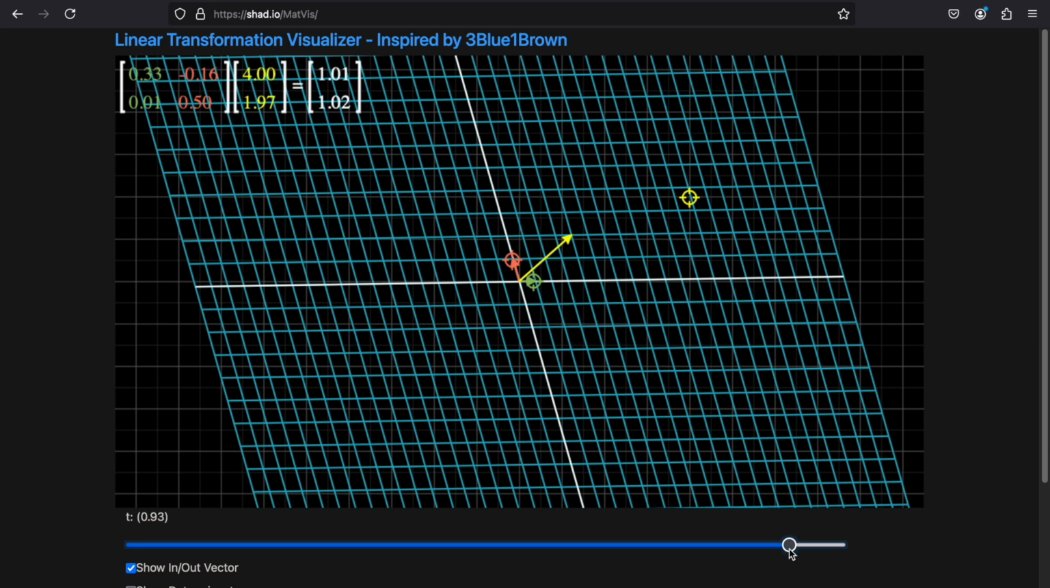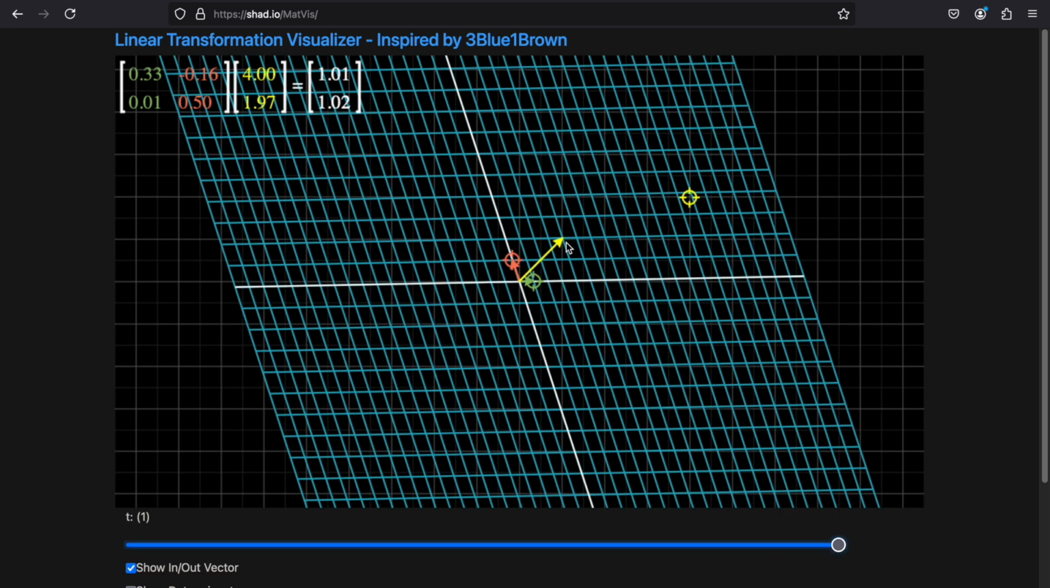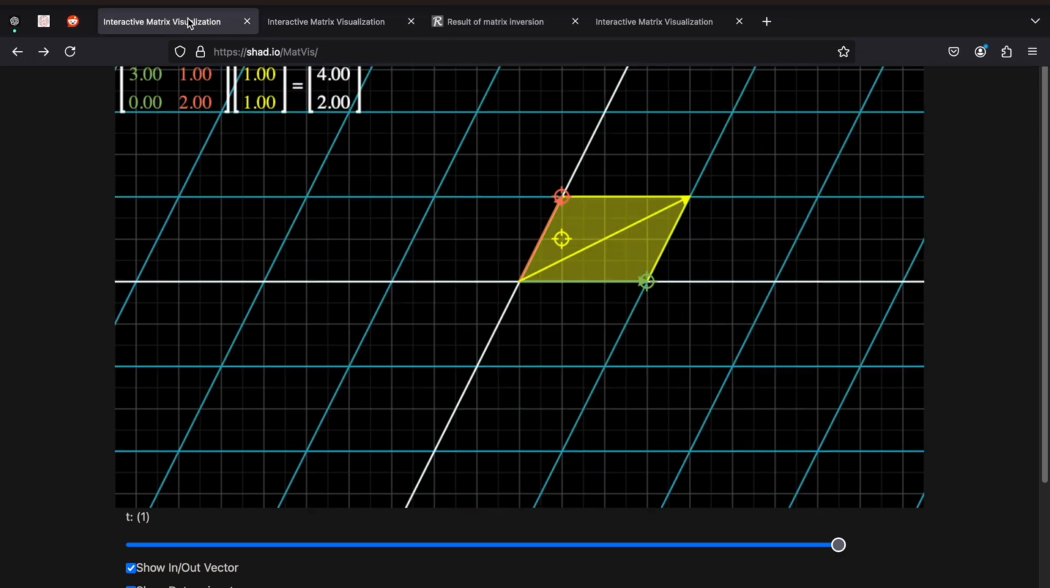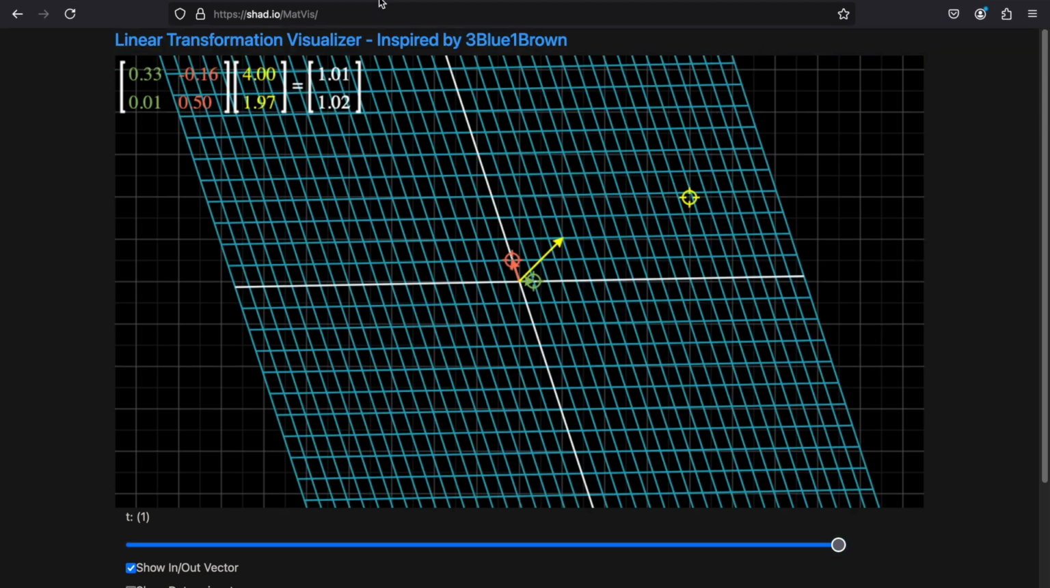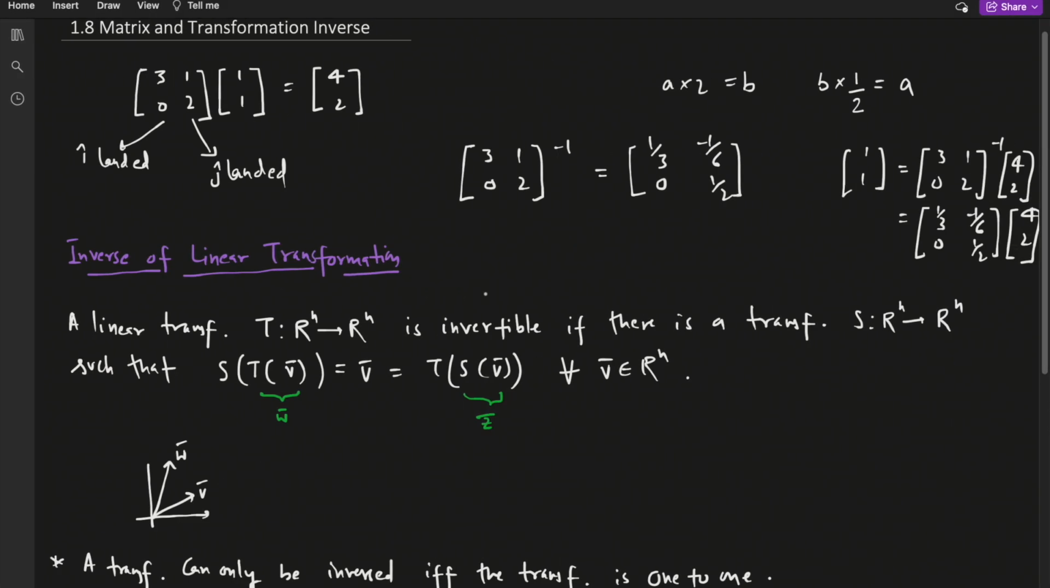If you see the grid lines, they are moving towards the left, and the i hat and j hat vectors as well. So now the area has decreased as compared to the original spacing, and in this scenario it has increased. So this is what a matrix inverse is doing. It simply does the undoing effect. And we know that linear transformations and matrices are nothing but the same thing.